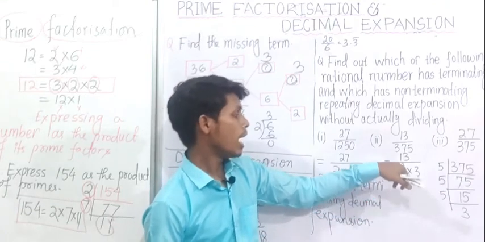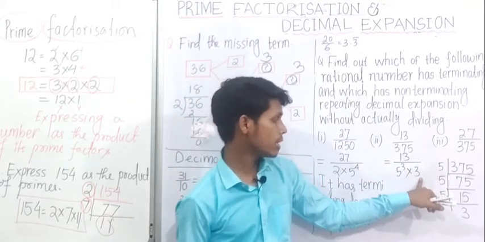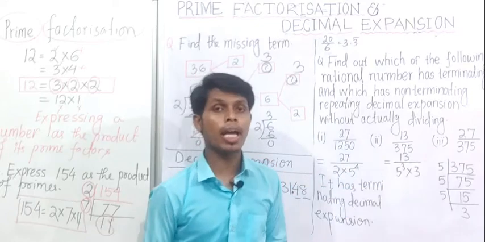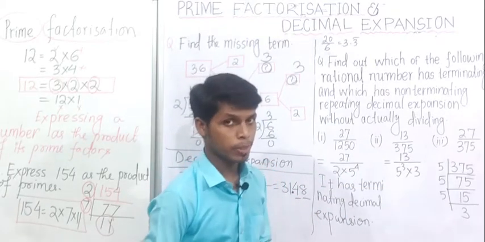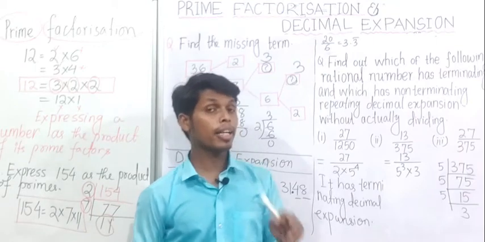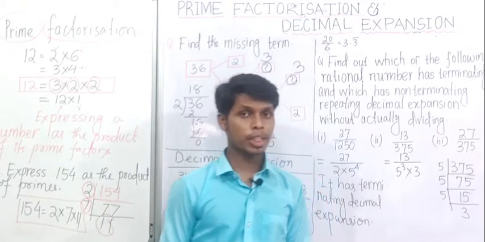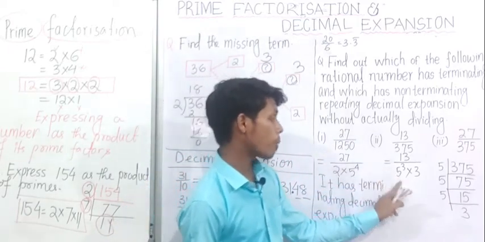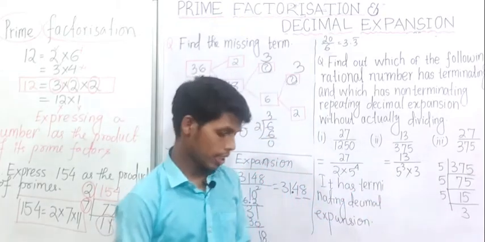But here, along with 5, there is also another prime factor, that is 3. So this rational number 13 by 375 will have a non-terminating repeating decimal expansion. Understood? If it contains only 2 or only 5, then it will have terminating decimal expansion, or 2 and 5 both. But here, along with 5 there is a 3, so it will have non-terminating repeating decimal expansion.